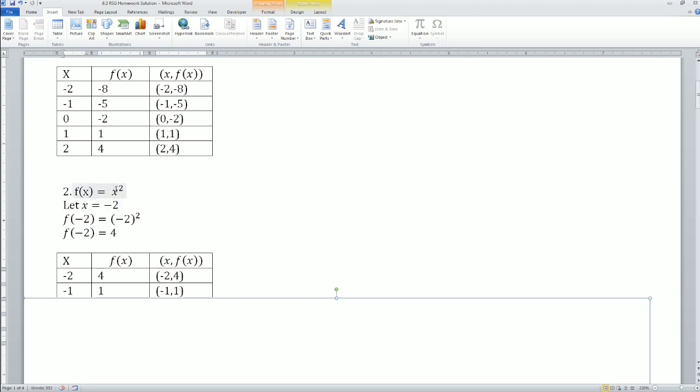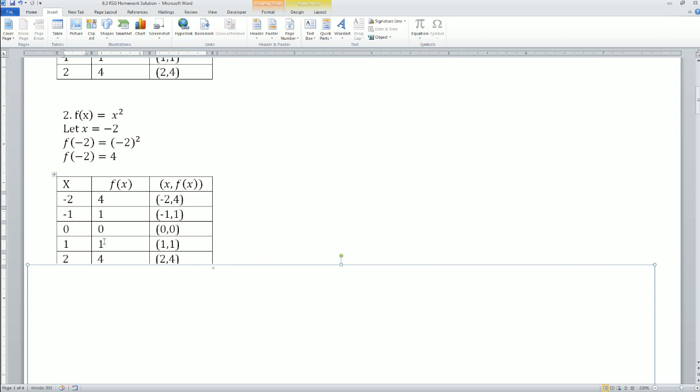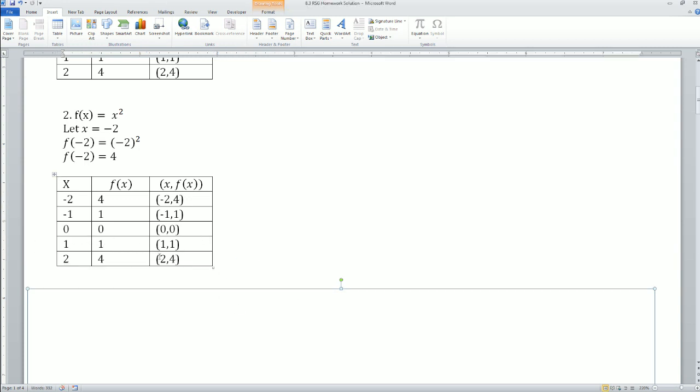If you plug in a -1 here, -1 times -1 is just +1. So the ordered pair is -1 comma 1. 0, 0. If you plug in 1, it's 1, 1. And if you plug in 2, it's 2 comma 4. This will look like a parabola if you graph it. Okay? It's all positive values because of the squared. The squared will always tell you that it is a positive value.